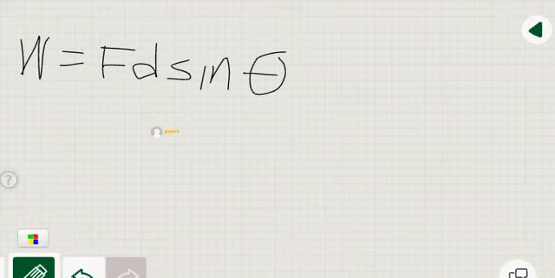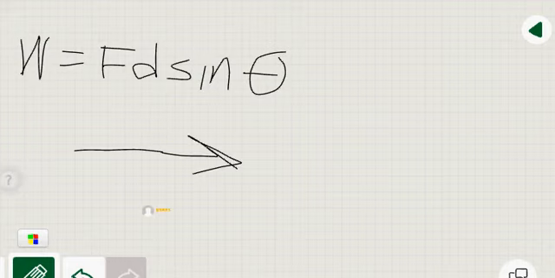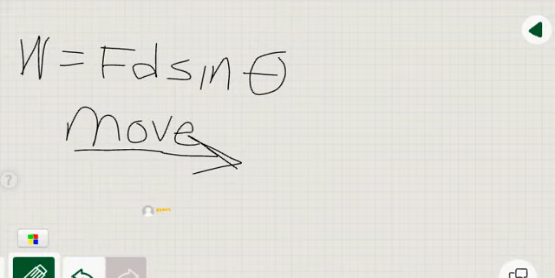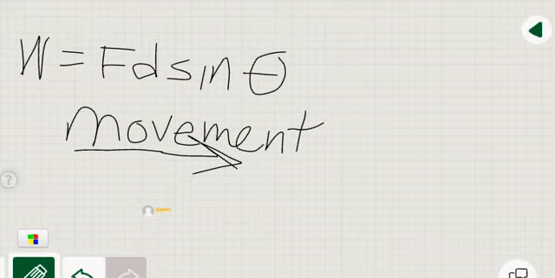So, which way is the movement? This one's a little bit more conceptual. Movement is this way. And the angle theta in this work formula that we have is the angle between the movement and the force. The movement is that way. By the way, which way is the force? Gravity. Downward. So this is the force of gravity.